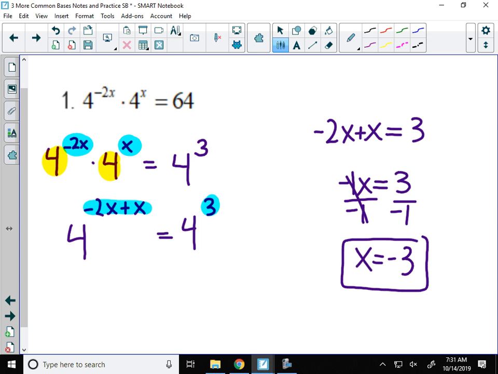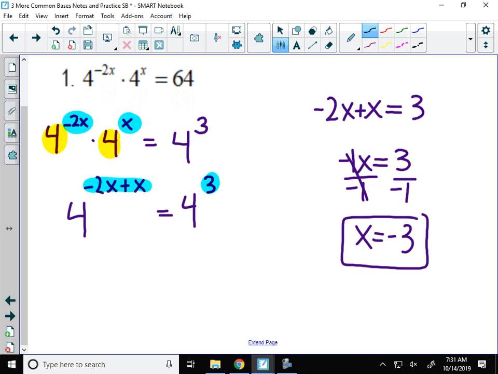Now remember, we've talked about how easy it is to check your work. You can just use your calculator: type into your calculator 4 to the negative 2 times negative 3 power times 4 to the negative third. And when you type that into your calculator, see if you get 64.